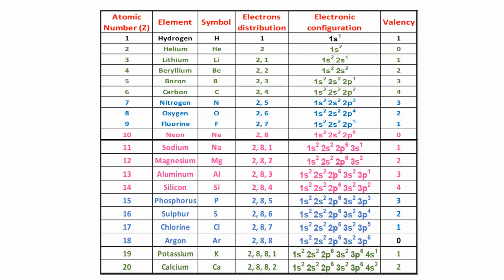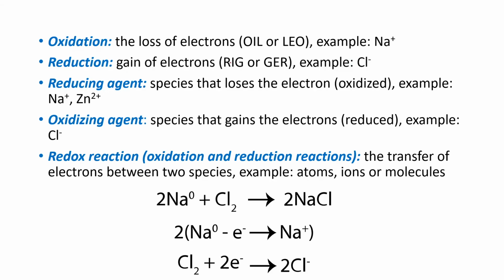In this chart, it explains the atomic number of different elements, the element name and symbol of the element, and also the electron distribution, meaning how the electrons are distributed in the first energy level, second energy level, third energy level, and so on. So here is the electronic configuration and valency that we have discussed in detail in the previous lectures. Next is oxidation, reduction, reducing agent, oxidizing agent, and redox reactions.